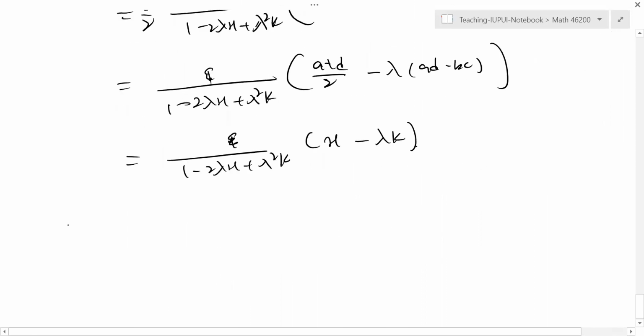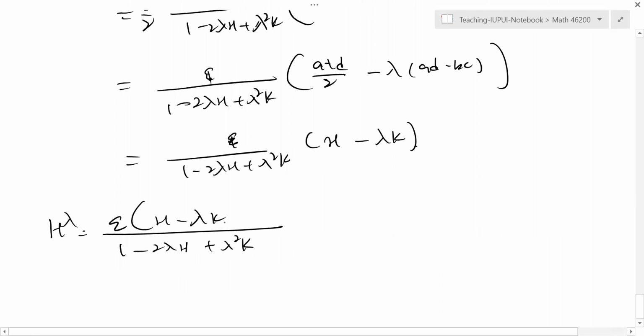So we get a nice formula. The mean curvature is going to be, with the epsilon here, (H minus lambda K) over (1 minus 2 lambda H plus lambda squared K). And again, the Gaussian curvature is K over (1 minus 2H lambda plus lambda squared K). Wow.